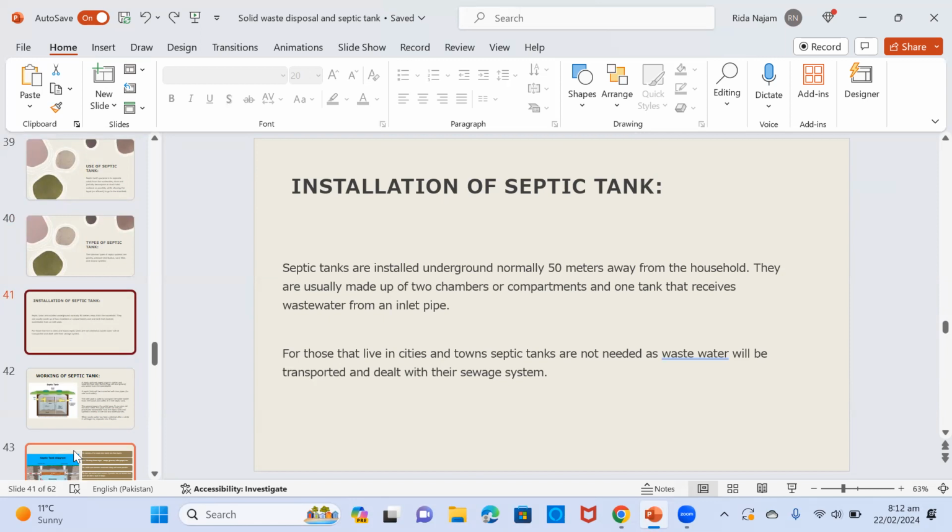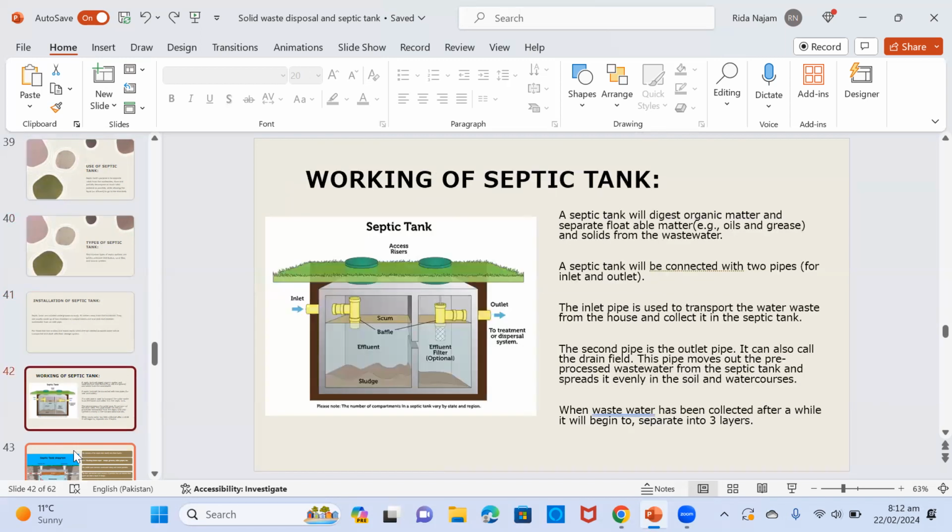Septic tanks are installed underground, normally 50 meters away from the household. They are usually made of two chambers or compartments and one tank that receives wastewater from an inlet pipe. For those that live in cities and towns, septic tanks are not needed, as wastewater will be transported and dealt with by their sewage system.